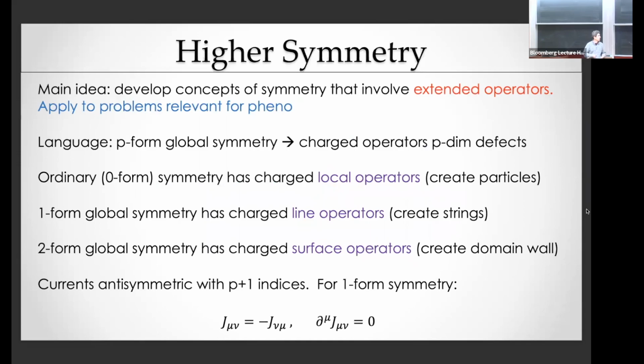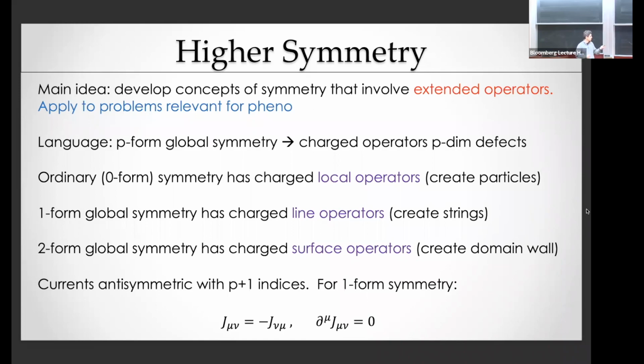Okay, so what's the main idea of higher symmetry? The main idea is we want to develop concepts of symmetry that involve extended operators. And in this talk in particular, we want to apply that to problems potentially relevant for phenomenology. The language that we use has become standard. A P-form global symmetry is one where the charged operators have dimension P. So ordinary symmetries are zero-form symmetries. They act on local operators, like terms that might appear in a Lagrangian. And one-form symmetries have charged lines. Lines could act on the vacuum and create strings, for instance.